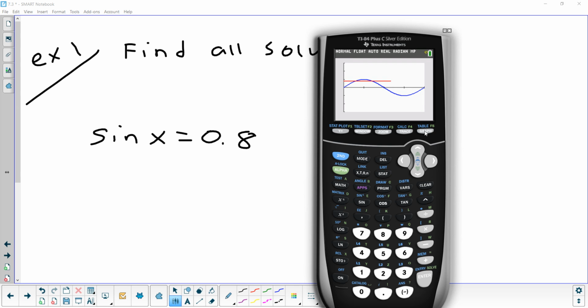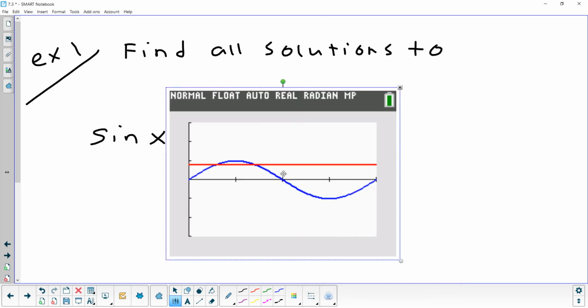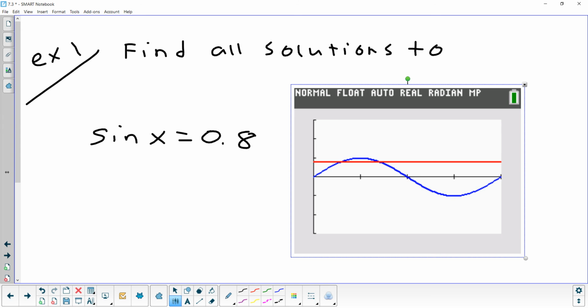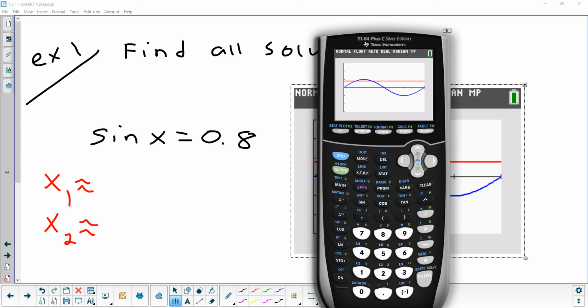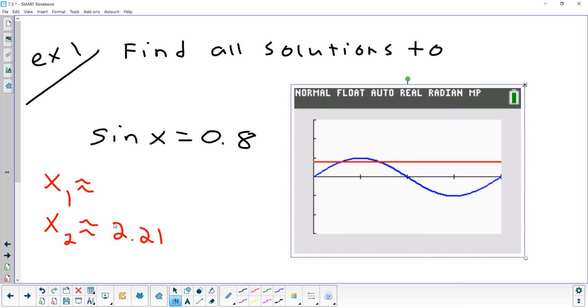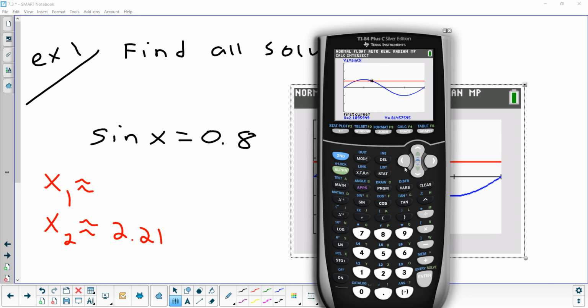All right. So first thing I like to do is figure out how many answers I have per cycle, which in this case is how many? 2. So we're going to have an x1 and an x2. These are approximate. They're not exact. And how do I find each one of them? Yep, calculating the intersect. So if we do second calc intersect, you just hit enter 3 times. We'll get one of them randomly. 2.21. Now we need the other one. We're going to be a little more careful. Should be good. 0.93.